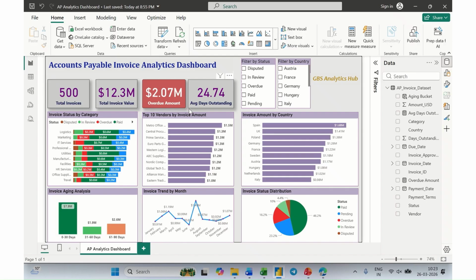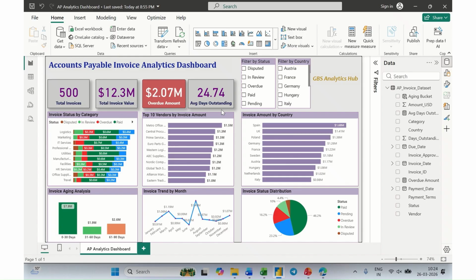And finally, average days outstanding, 24.74 days. This is your DPO indicator, showing on average how long invoices sit before payment. These 4 numbers tell the story of Europe Health in seconds. No spreadsheet, no manual calculation, always live, always accurate.